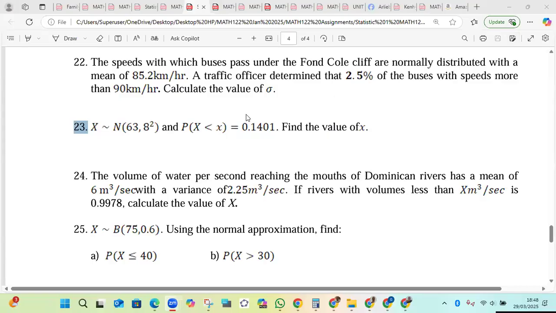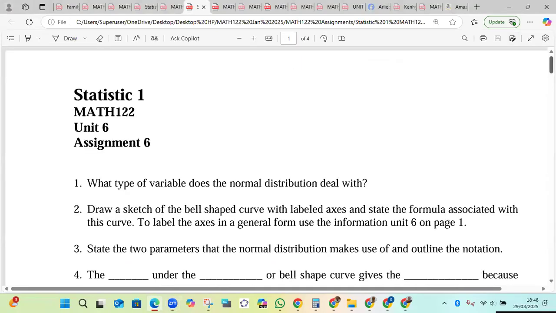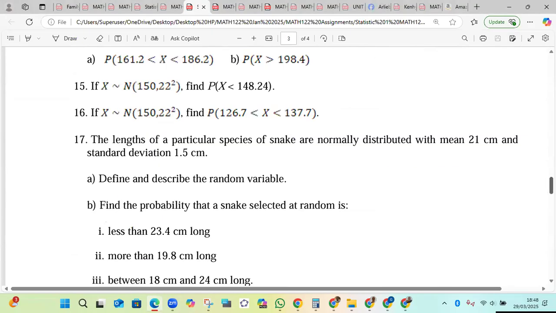Here we are going to solve, or discuss, better said, number 23 of the Statistics 1, Math 1 to 2, Unit 6, Assignment C. Number 23.